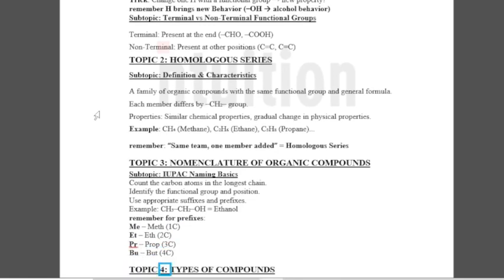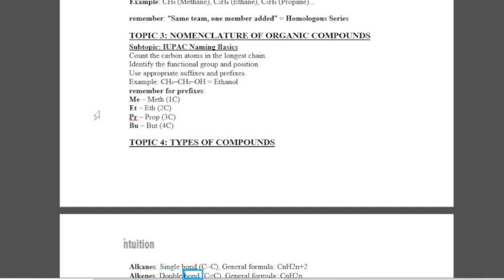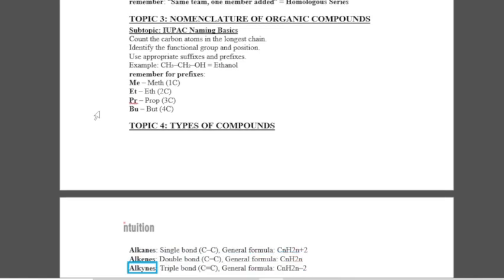Topic 4. Types of compounds. Alkanes: single bond, C-C, general formula CnH2n+2. Alkenes: double bond, C=C, general formula CnH2n. Alkynes: triple bond, C≡C, general formula CnH2n-2.